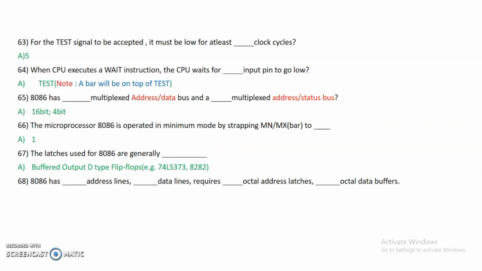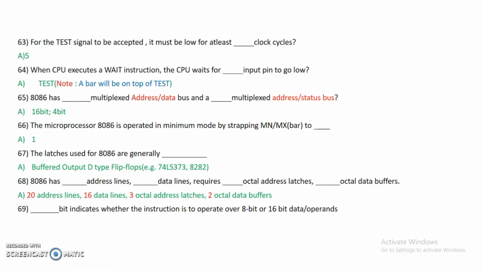Bit number 68. 8086 has dash address lines, dash data lines, and requires dash octal address latches and dash octal data buffers. Basically 8086 has 20 address lines and 16 data lines. This is one of the most important bits. It will consist of 3 octal address latches and 2 octal data buffers. The data buffers will be octal type, 2 in number, and the address octal latches will be 3 in number.